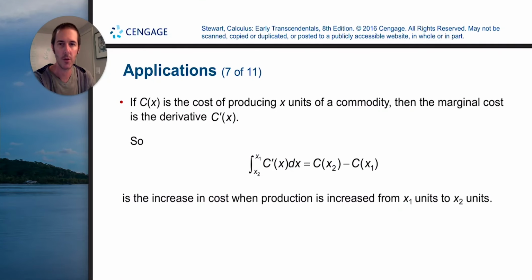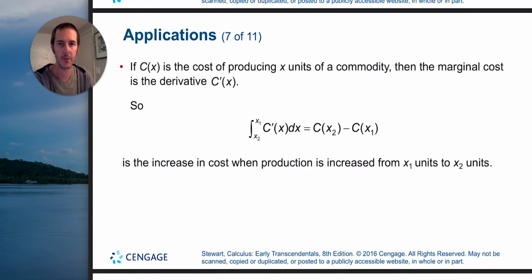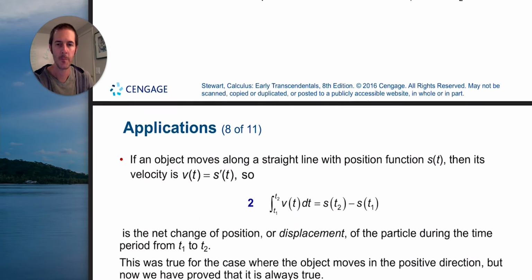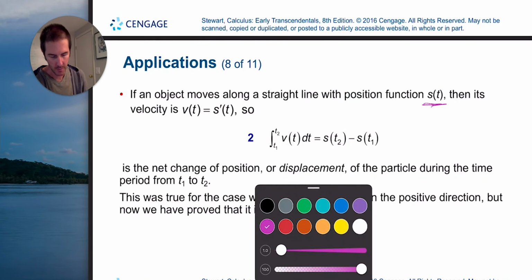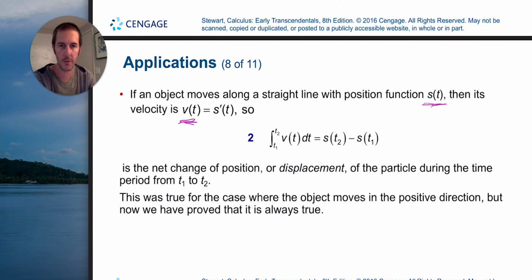Cost functions, marginal cost, we've seen this in a previous video. First derivative of cost is marginal cost, and if you integrate that, you're going to get a change in cost. We've mentioned this also in the past, that S represents a position function, V then represents a velocity, which is the first derivative of the position function, and then I'll remind you that the derivative of the velocity equation is the acceleration function. And so here we're integrating the velocity function from t1 to t2 to find a change in position.